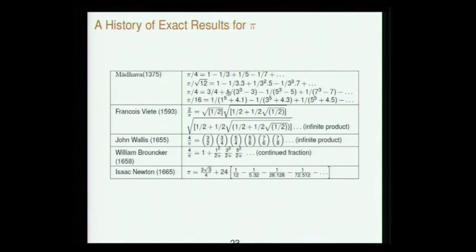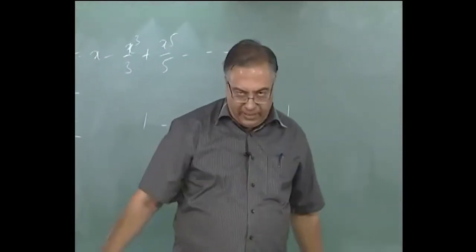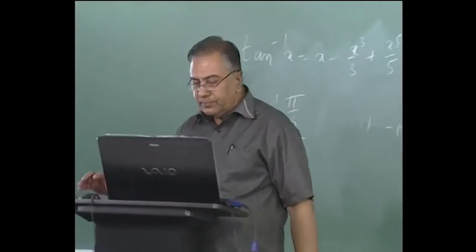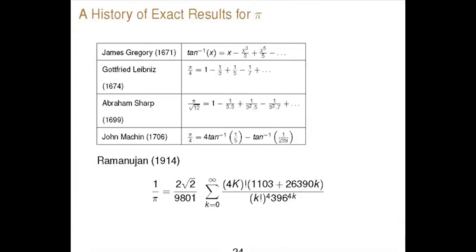So exact results for pi, the first one is of course Madhava's, and he had so many of them. Vieta had this infinite product, Wallis also had another infinite product, Brouncker had this continued fraction, Newton had this infinite series. He only estimated the first few terms, he inverted some other series and obtained this. Even the sine series and cosine series, Newton evaluated a few terms and then said the other terms are also going to be similar. Gregory's tan inverse x, Leibniz pi by 4, Abraham Sharp, John Machin, and this is the modular equation given by Ramanujan in a paper in 1914.